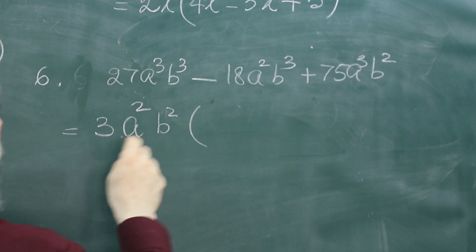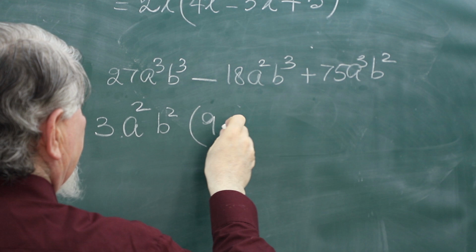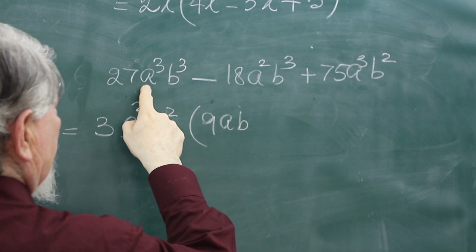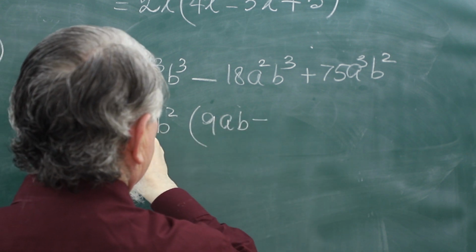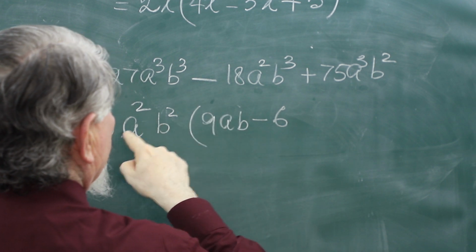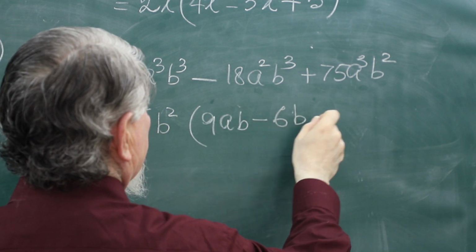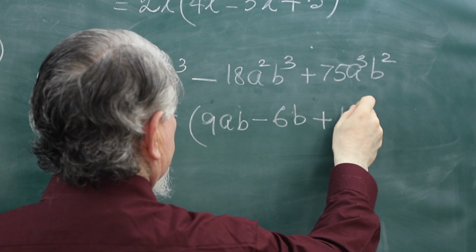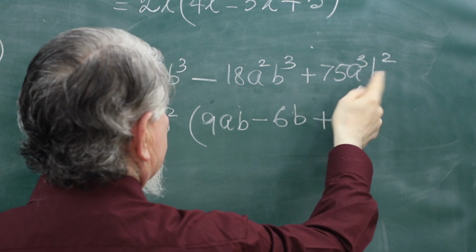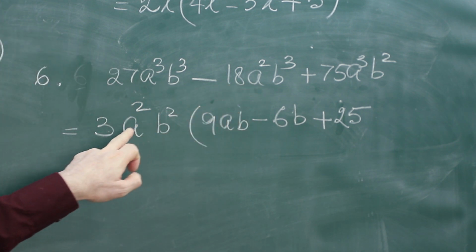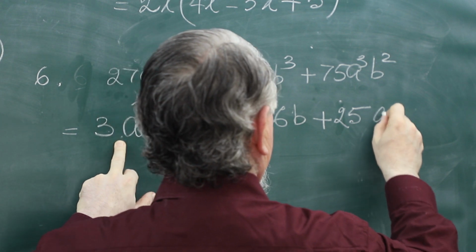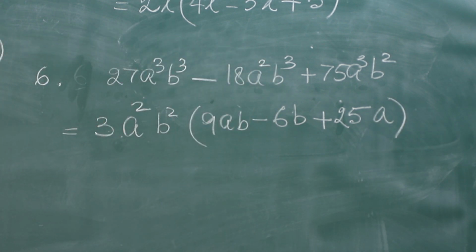So when I take out this common, 3 9s are 27, a will be left here and b will be left here. A cube, out of a cube I have taken out a square, b square I have taken. Then 3 6 18, a square is gone, b square is gone, so b will be left. Plus 15, 25. 3 2s are 6, 3 5s are 15, 25 times. Out of a cube, a square is gone, so a will be left. 25a.